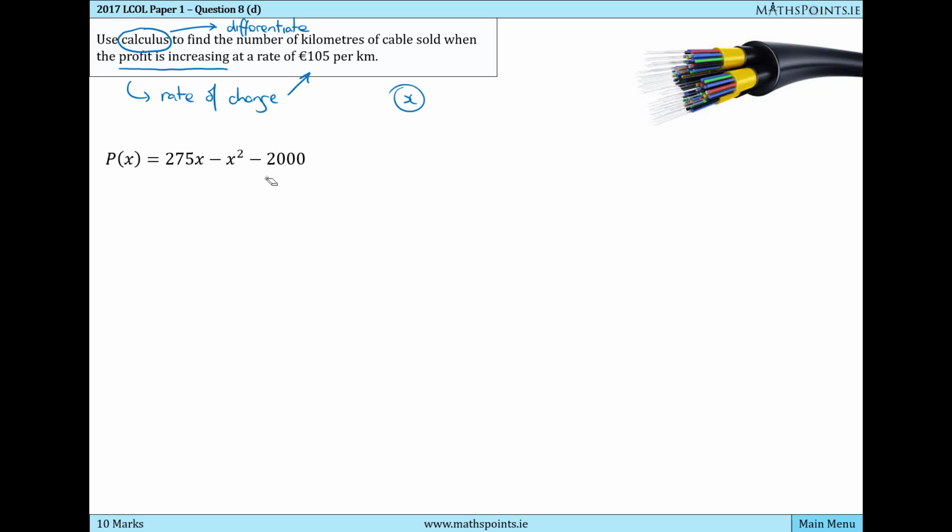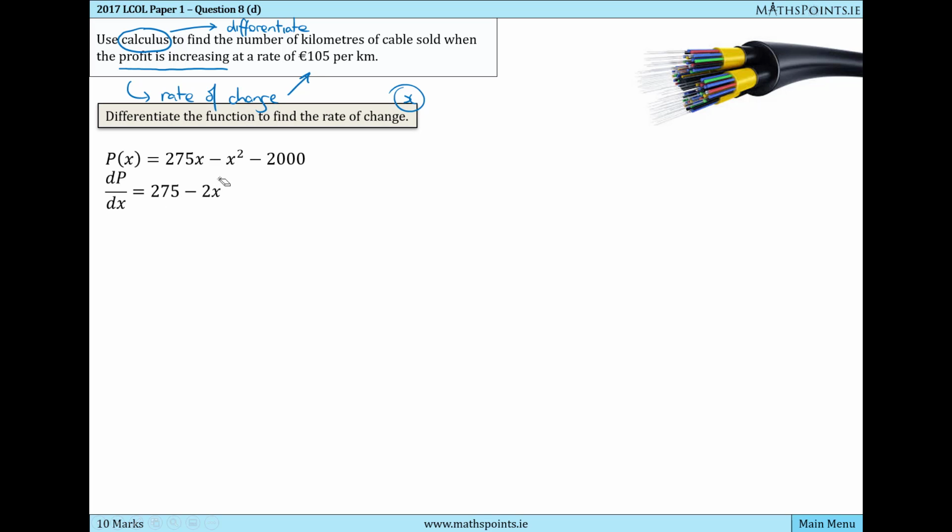So how do we find a rate of change? Well, we differentiate the function using the power rule. 275x becomes 275, minus x squared becomes minus 2x, and then constants, remember, minus 2000, they become 0 when you differentiate them. So we've differentiated the profit function with relation to x. This means that we've found the rate of change of the profit. Now, we have been told that this rate of change is 105. So we're going to let this rate of change equal 105 and solve for x.